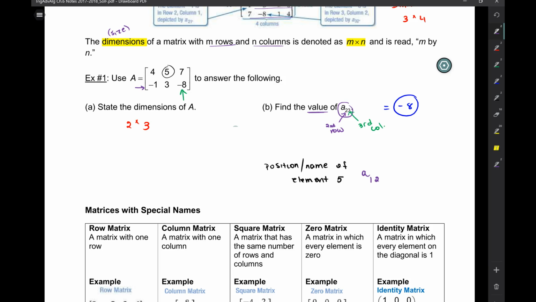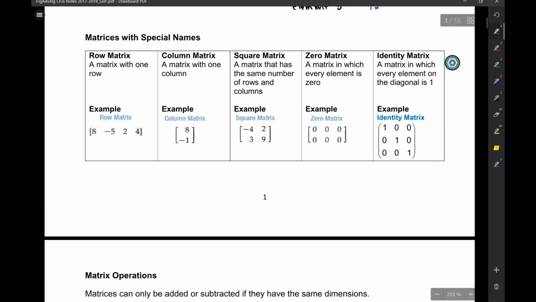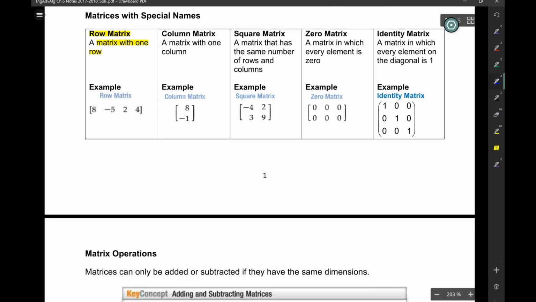All right. So there are some special matrices. The first is a row matrix. It's just a matrix with 1 row. That's all. And it can have as many elements in it as you like. So, for example, this one here, that's a row matrix. What are the dimensions of this one? 1 by 4. Okay?